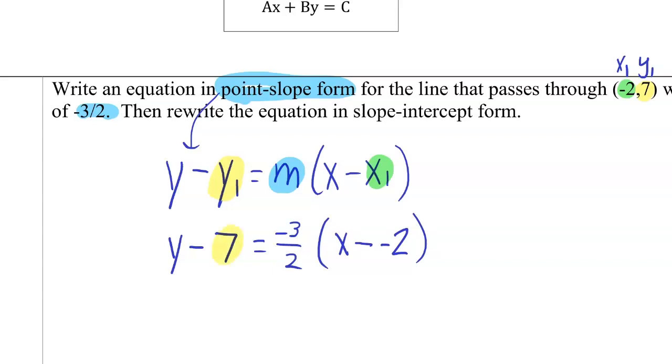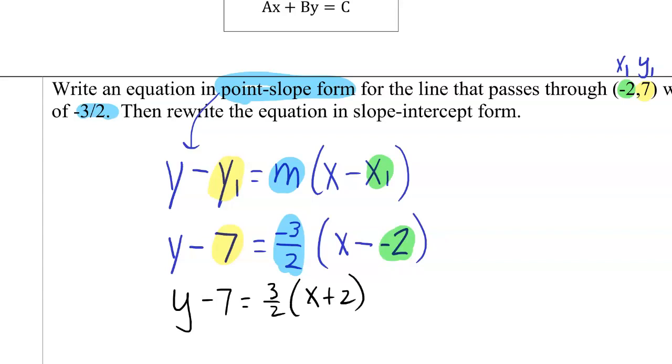But again, you can see all I did was plug in the information that was given to me. I got 7, negative 2, and I plugged in the slope here. And there it is. Let me just rewrite my equation here. This is point slope form: y minus 7 equals negative 3 halves times x plus 2. This right now is in point slope form. So if the problem said, write an equation in point slope form and be done with it, then this would be my answer. I would just leave my answer in this form. This is point slope form. I just plug it in and be done.